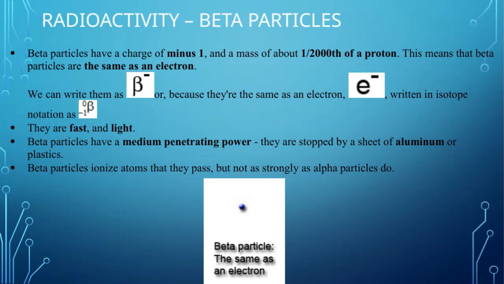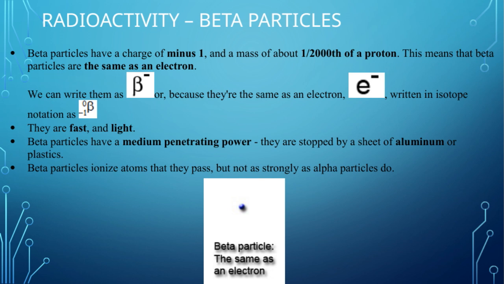Let's talk about radioactivity, focusing specifically on beta particles. Beta particles are a type of radiation emitted during radioactive decay. When an unstable nucleus undergoes decay, it can release a beta particle, which is essentially a high-energy electron or positron. These particles are quite interesting because they can penetrate matter more deeply than alpha particles, but they are less penetrating than gamma rays.